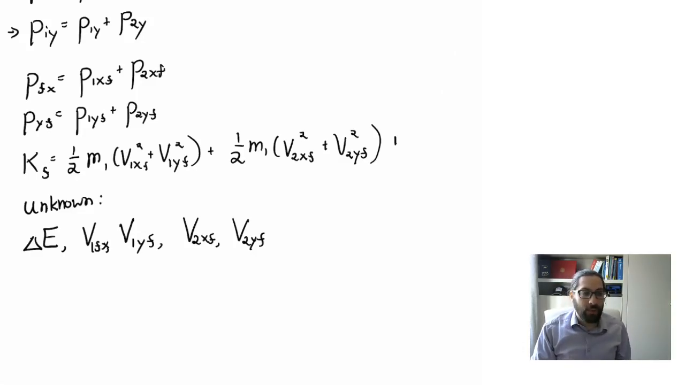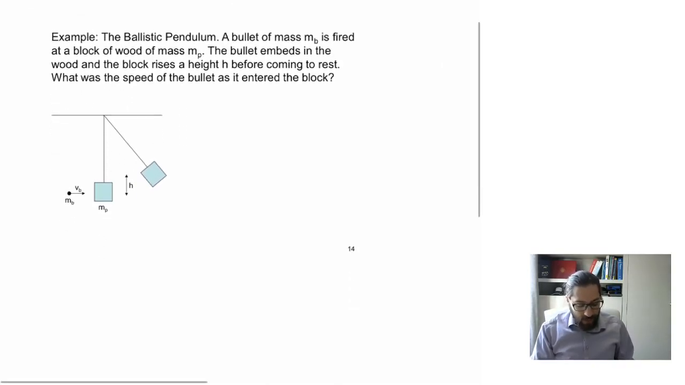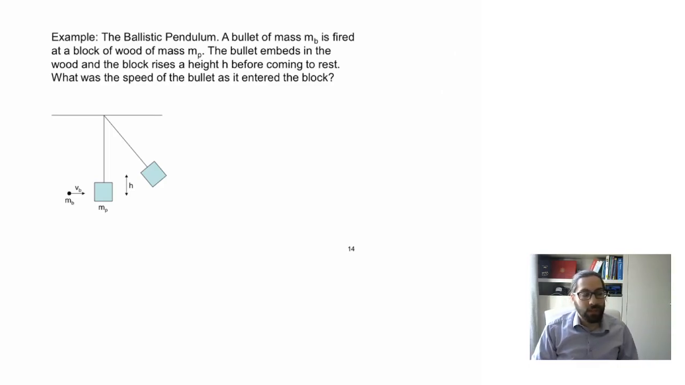So the first example that I want to give you of something like this is something called the ballistic pendulum. So the ballistic pendulum is basically you have some mass which is fired into a block, and the block embeds in the wood and comes to rest. And the question is, what is the speed of the bullet as it entered the block if the block can go up to some height, h?